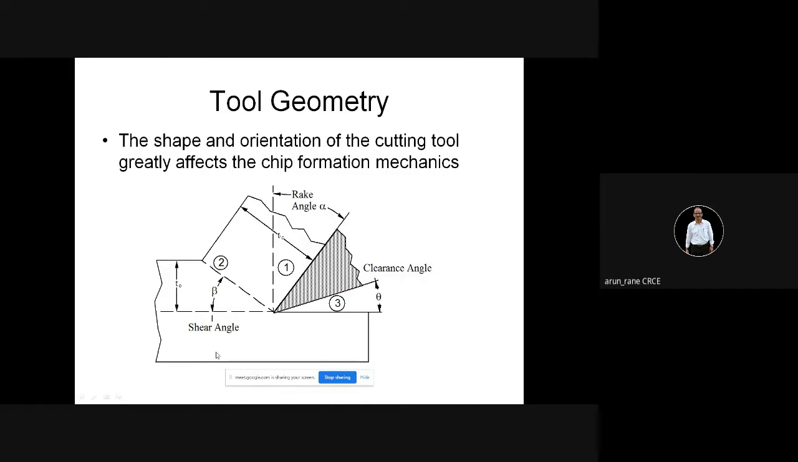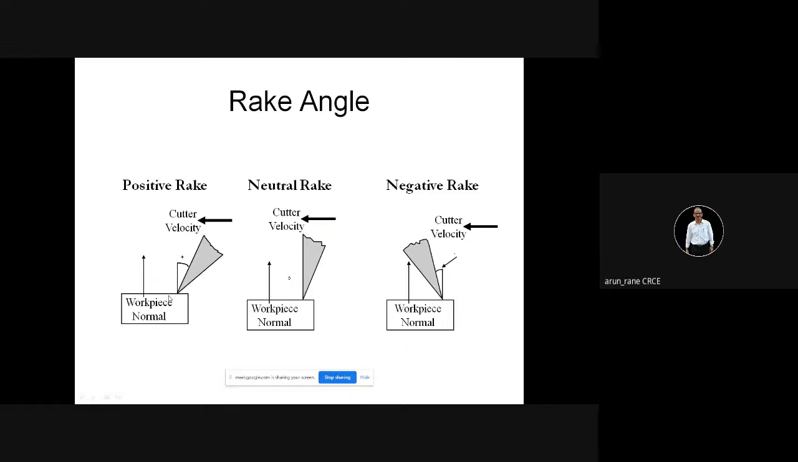And here in this diagram, the functions: clearance angle, why is it given? So that it doesn't rub with the workpiece. This is a rake angle, so that the chips will flow easily. Then again in rake angle, you have three rake angles: positive rake angle, neutral rake angle, and negative rake angle.